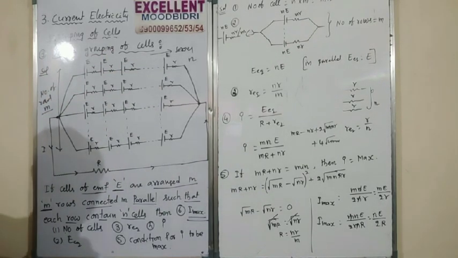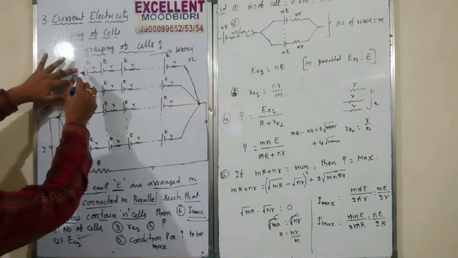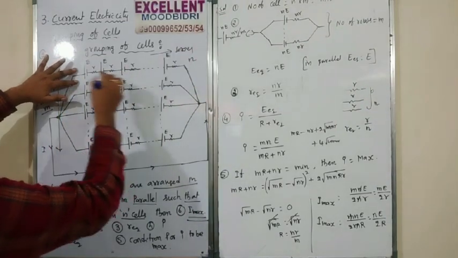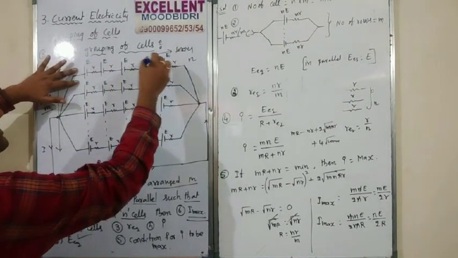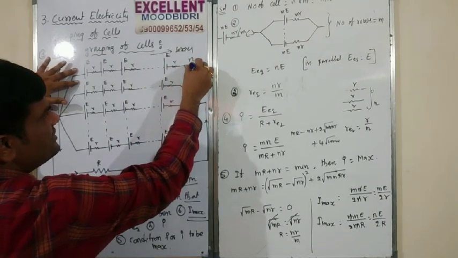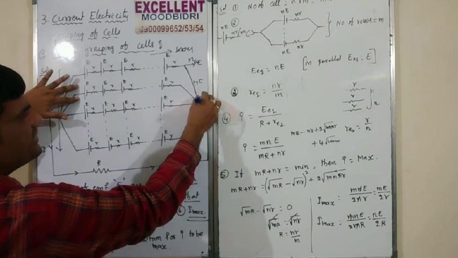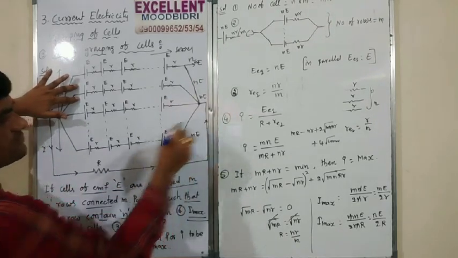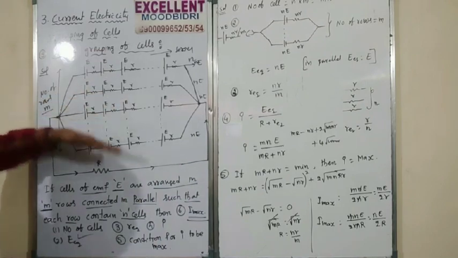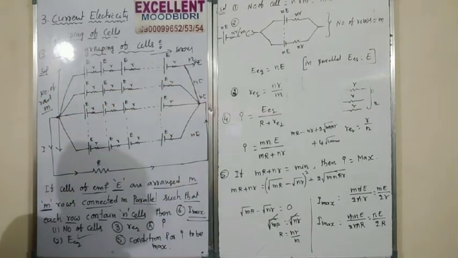Right, the second one. E equivalent is equal to how much? So, in each row it is a series combination. The total EMF will come as nE. Here also nE, here also nE, here also nE. How many rows are in parallel? That means nE is the parallel combination.